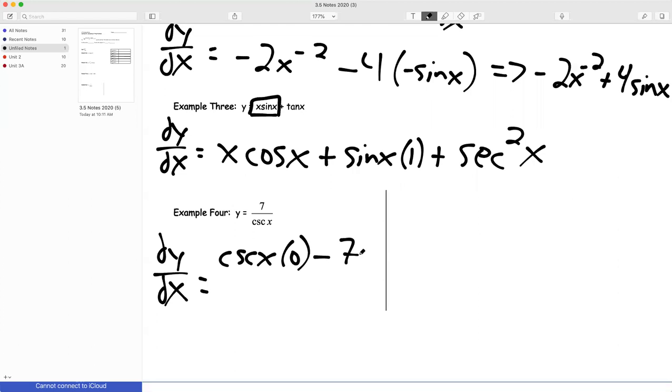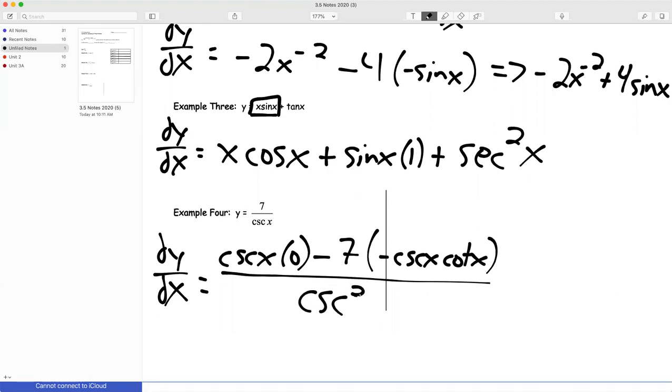Jacob, peek real quick and tell me what the derivative of cosecant of x is. Negative cosecant x times cotangent x. All right, and then it's over low squared. So I've got cosecant squared of x.